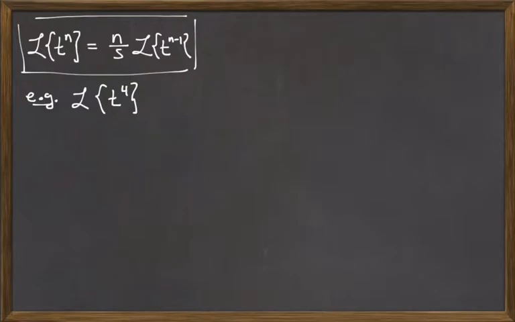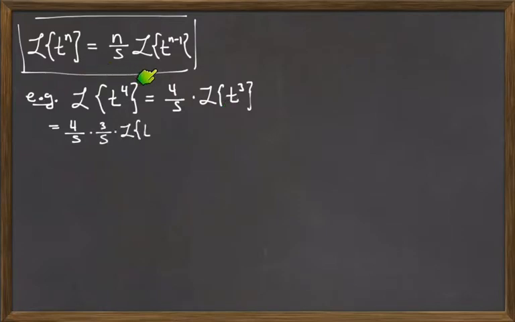n is equal to 4, and so I'm going to apply the formula. I'll have 4 over s times the Laplace of t cubed. I can then keep the 4 over s, my current coefficient, and I'm going to apply the formula again now with n equal to 3. So I'll get 3 over s times the Laplace of 1 degree lower, so now the Laplace of t squared. And I just keep applying it over and over, so I have 4 over s, 3 over s, times 2 over s times the Laplace of t, which is t to the first.